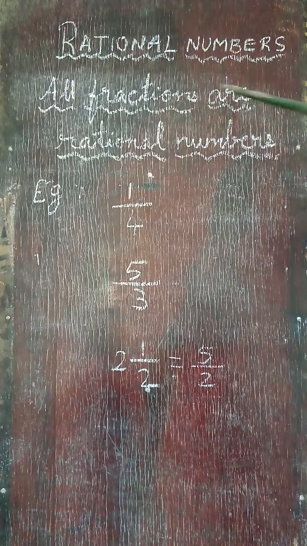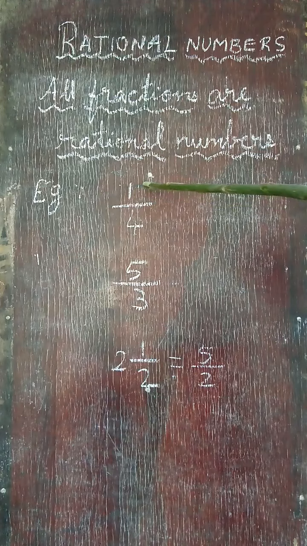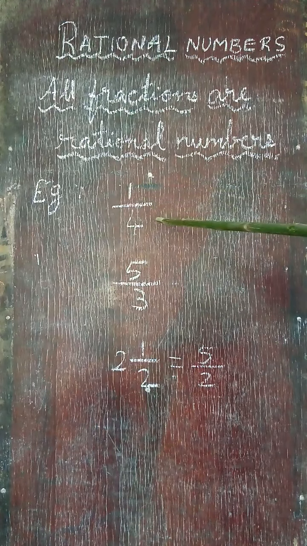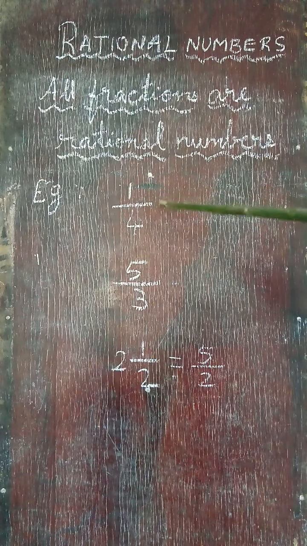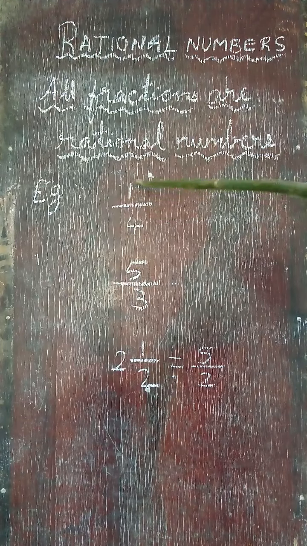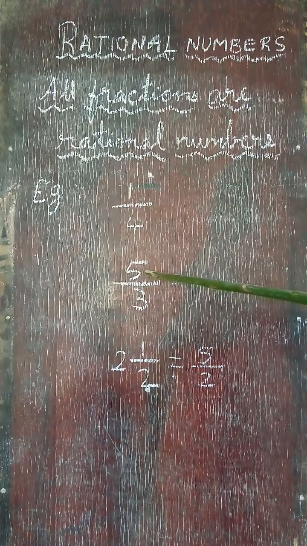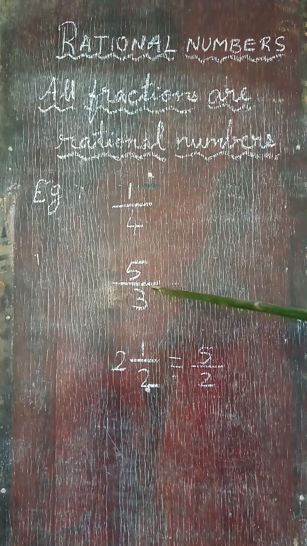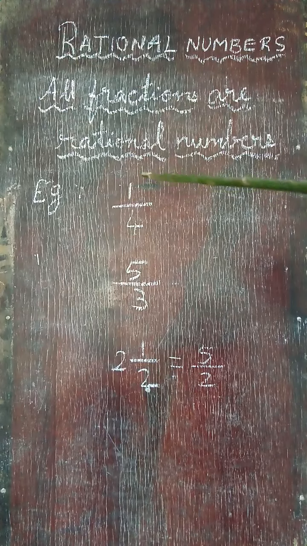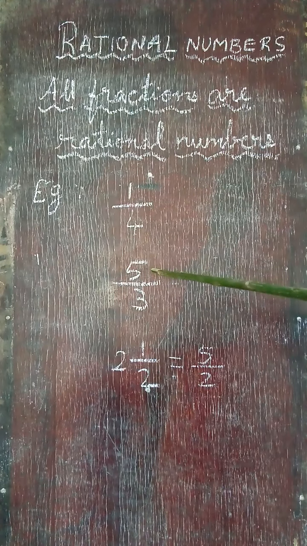All fractions are rational numbers. எல்லா fractionsயும் நம்ம rational numbersன்னு சொல்லலாம். I have taken some fractions. 1 by 4 இது proper fraction. இதை நம்ம rational numberன்னு சொல்லலாம். a by b formula இருக்கு. a is an integer, b is also an integer. 5 by 3, it is what? Improper fraction. Numerator சின்னதா இருந்தால் அது proper fraction, numerator பெருசாக இருந்தால் அது improper fraction. ஸோ இதையும் நம்ம rational numbers சொல்லலாம்.